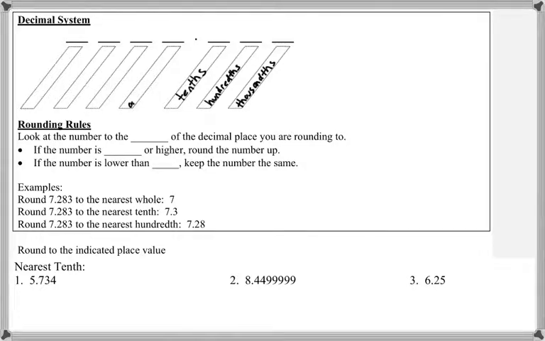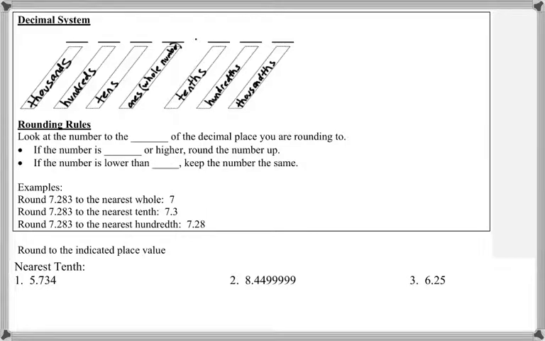This is the ones place, and most of the time this is actually called the whole number. This is the tens. This is the hundreds. And this is the thousands. So it keeps going in both directions, but these are the most important ones that we're going to be looking at.